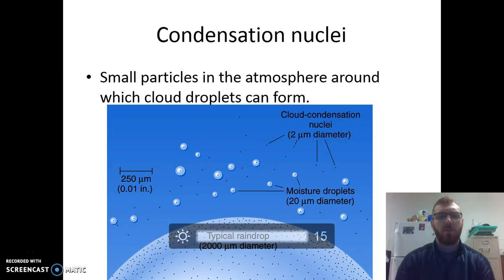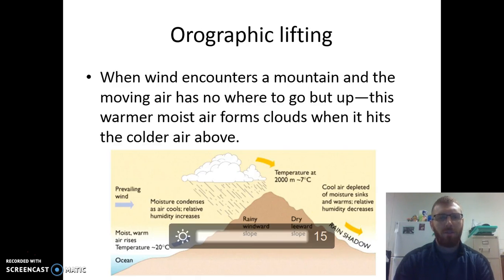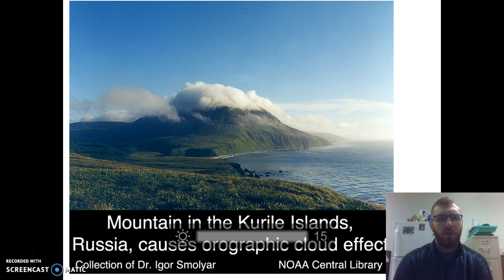All right, first and foremost is condensation nuclei. These are small particles in the atmosphere around which water droplets form, basically the building blocks of clouds. Okay, we have orographic lifting, and that's when wind encounters a mountain, and the moving air has nowhere to go but up, and this warmer, moist air forms a cloud when it hits the colder air above and mixes with those condensation nuclei. Okay, you can see how orographic lifting is present in this picture.